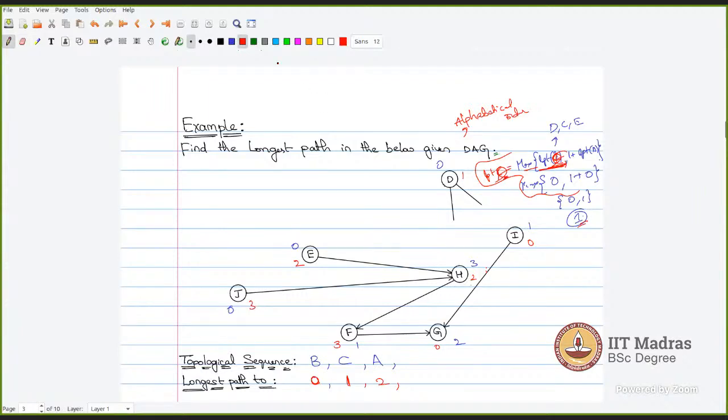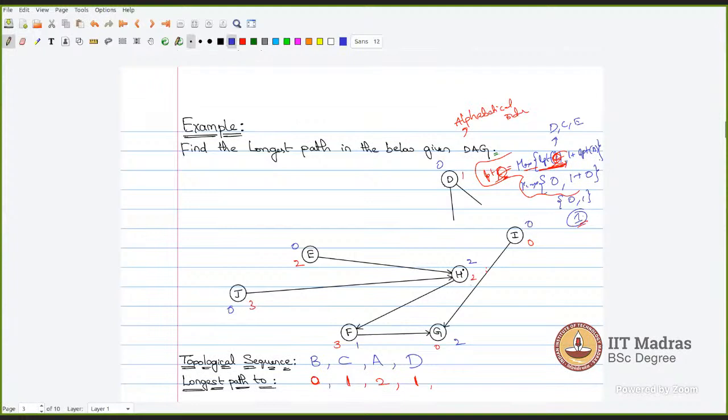So once we are removing that, we will add that to the topological sequence. And the longest path to D is 1. Correct? So you see the red number 1. Now look at how this will update. Let us update in-degrees first. The in-degrees will reduce by 1. So 3 minus 1, this will be 2. And 1 minus 1 will be 0.